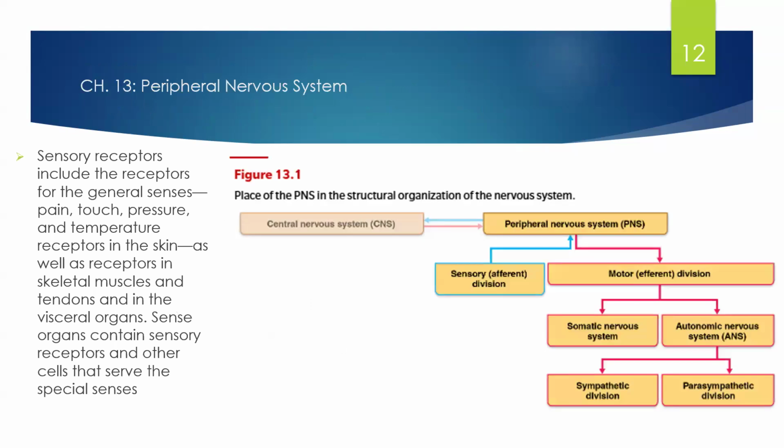Okay, then we get into the peripheral nervous system. So we talked about it a little bit earlier, the central nervous system. Peripheral nervous system has a lot more subdivisions. So we have the sensory or afferent, motor efferent division. Within the motor division, there's somatic and then autonomic. And then within the autonomic is sympathetic and parasympathetic.